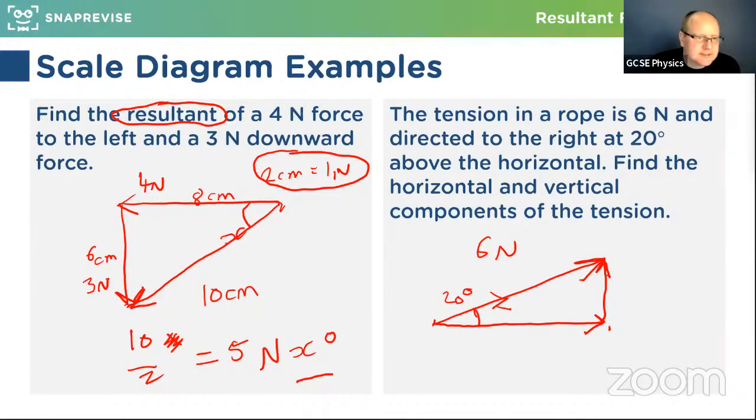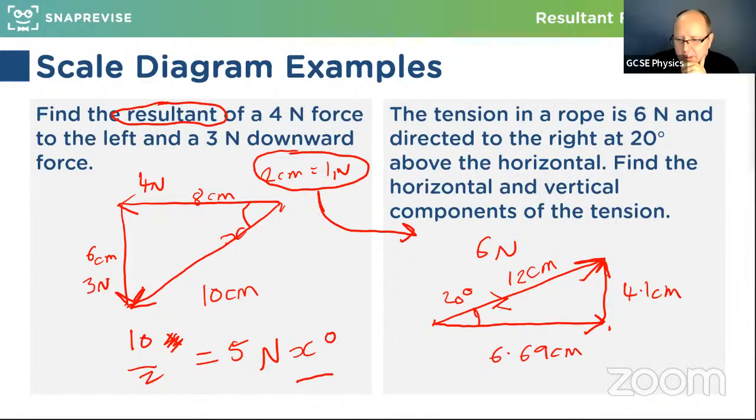I'm going to use the same scale, and pop this scale across to this one as well. So this line here is going to be 12 centimeters long. I'm then going to accurately measure my horizontal and vertical components. I find my vertical component is 4.1 centimeters, and my horizontal component is 9.69, I think. So look, 9.69 centimeters.